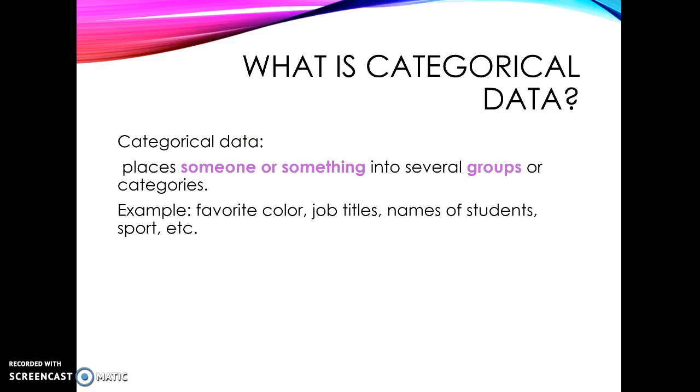So on our notes, we're going to go ahead and fill in the blanks. It says categorical data places someone or something, so someone or something goes in your blank, into several groups or categories. For example, favorite color, job titles, names of students, etc. So this basically means that we're just looking at different categories based on what the graph describes.